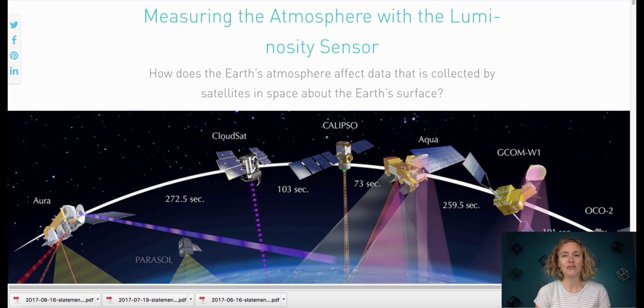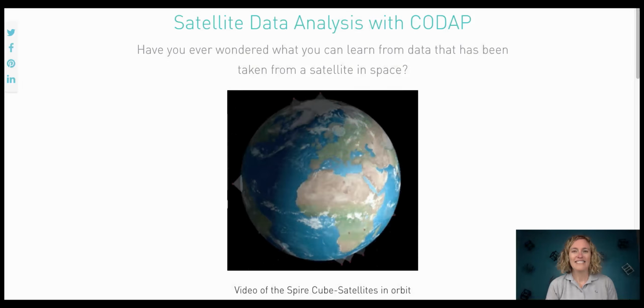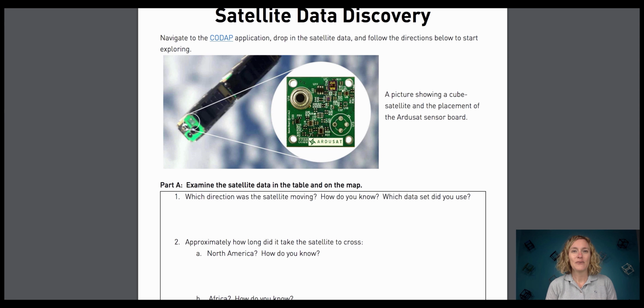Measuring the Atmosphere with a Luminosity Sensor has the students collecting data from the luminosity sensor as they add drops of milk to a glass of water. Satellite Data Analysis with CODAP is an experiment that uses pre-collected data that has been taken from our sensor board in space and has the students analyzing the data to draw conclusions. There is a worksheet that is included with this experiment to help guide the students through the data analysis.